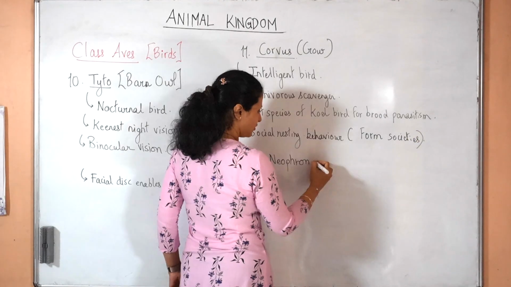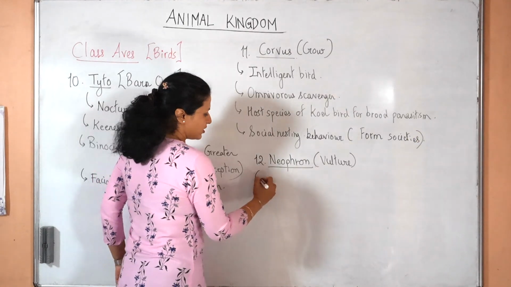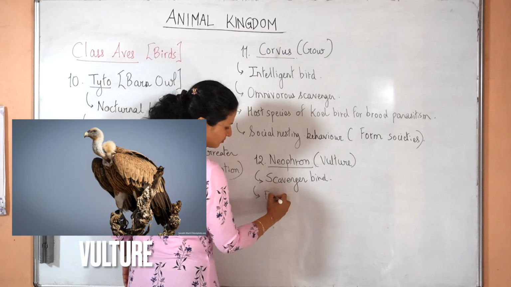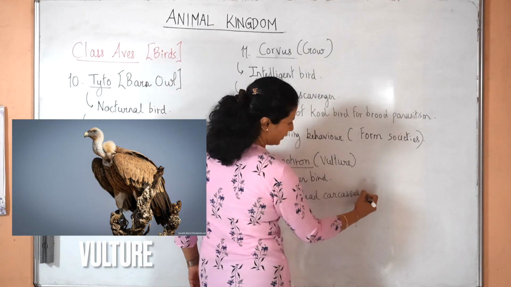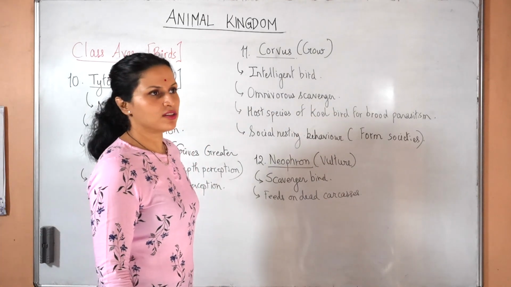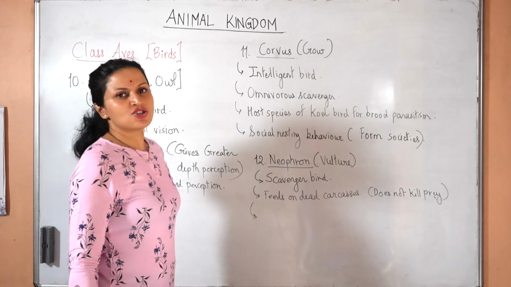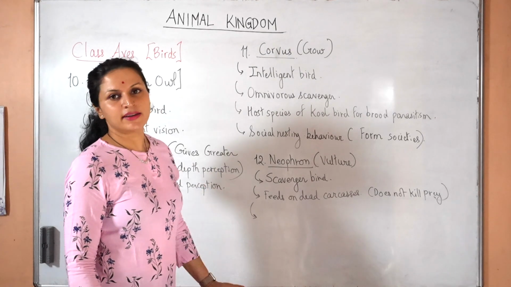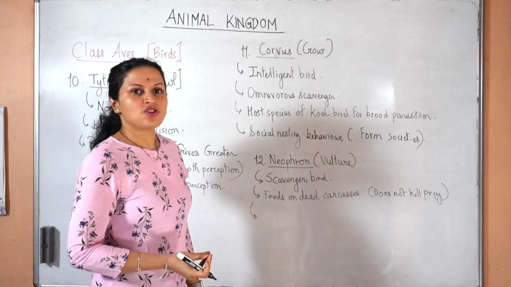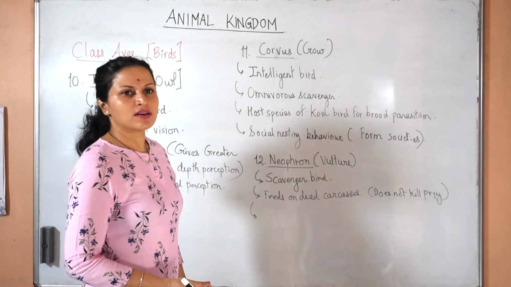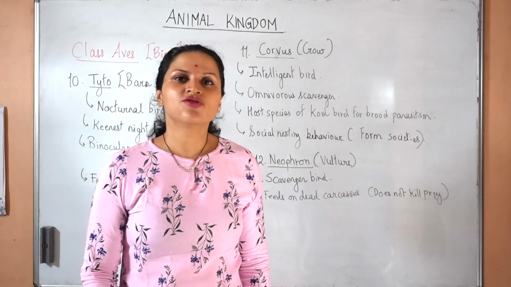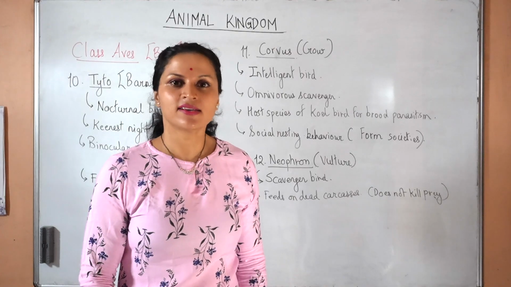Next we look at Neophron, vulture. Vulture is also a scavenger bird. What does it feed on? Feeds on dead carcasses. Quite a large sized bird. Okay, it does not kill prey directly. It will feed on the dead carcasses. Its population in India is on a great decline. Up to 95% population has been wiped out because of toxicity rendered by one drug called Diclofenac. This Diclofenac is a drug that used to be administered to cattle as a painkiller.